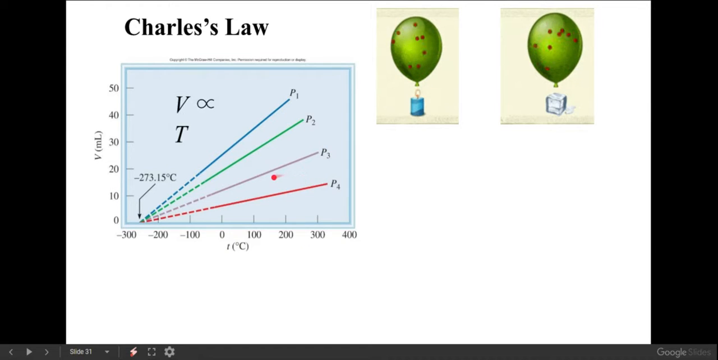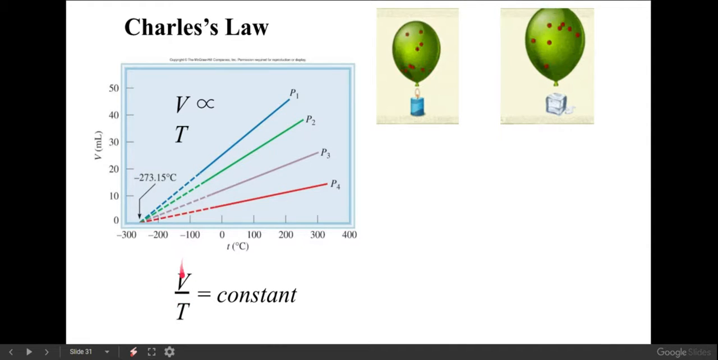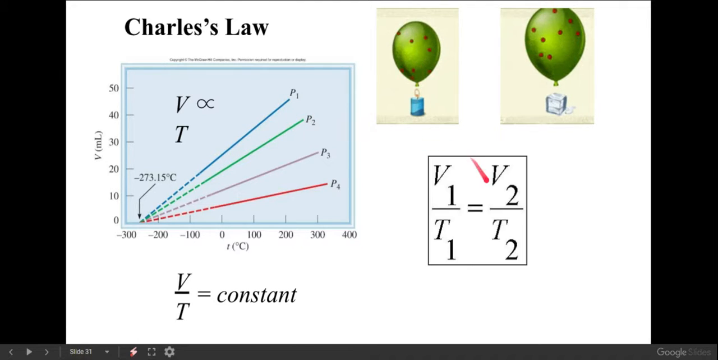And so for this one, they're directly proportional, and we again can find a constant, but it's not the product, it's the quotient. So the volume over the temperature is going to be a constant. Just like the previous one, we can take any 2 points on one of these lines and say the initial volume over temperature, that ratio will be equal to the volume over the temperature after you change it. So this is known as Charles's law.